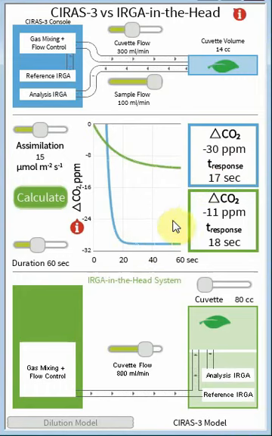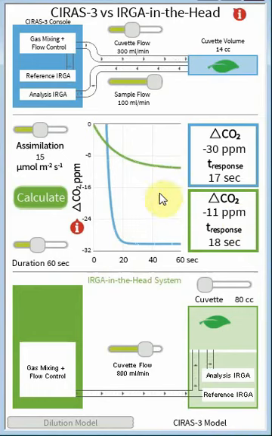to get the same response time in the erga in the head design, you have to increase the flow rate, and it drops the delta CO2 to 10 or 11 parts per million. So you can see there's lots of reasons to choose a small head design.